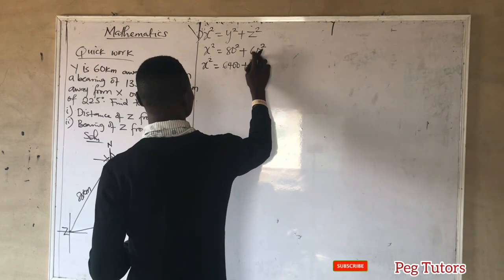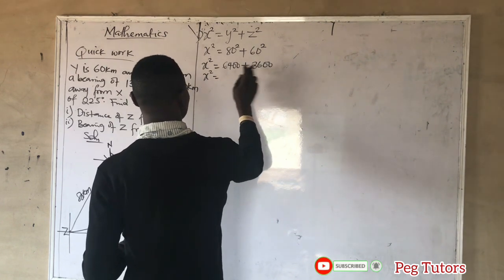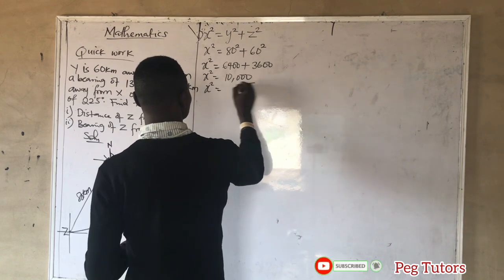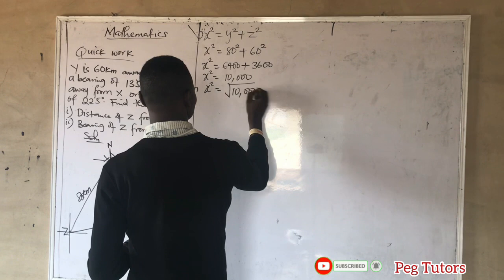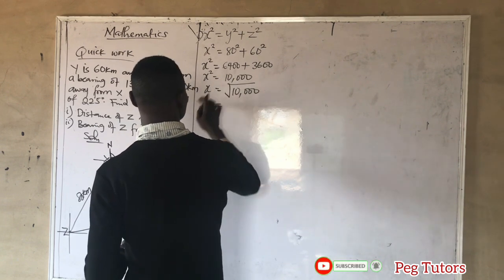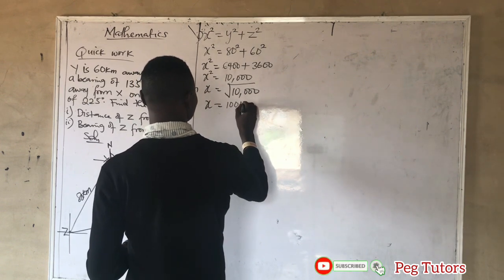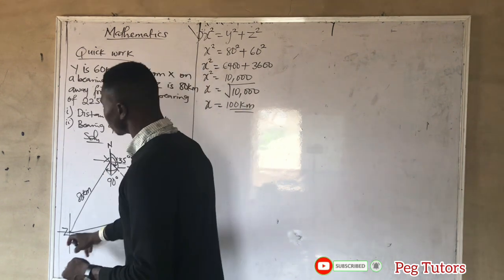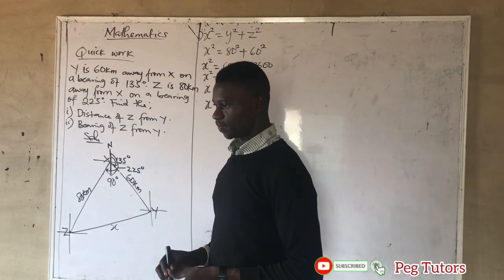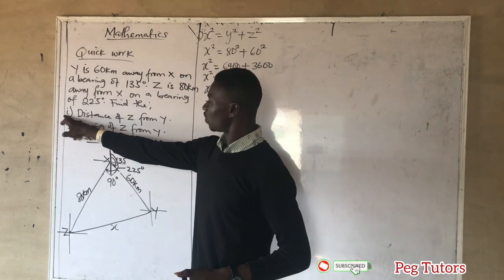Hence, x squared is equal to 6,400 plus 3,600. So x squared is equal to, add up the two, 10,000. So x is equal to the square root of 10,000, which will give us x is equal to 100 kilometers. So obviously this line is longer, and its value has to also be bigger. Are we together? All right. So now we have been able to solve this first part.